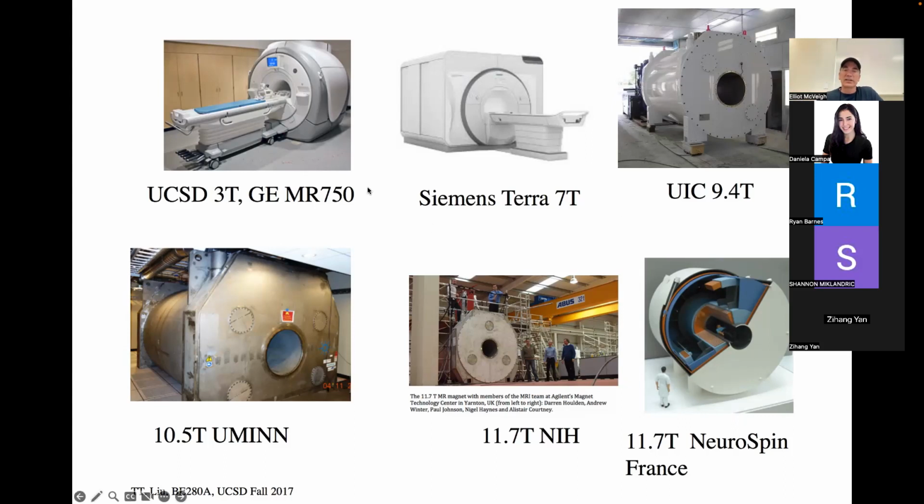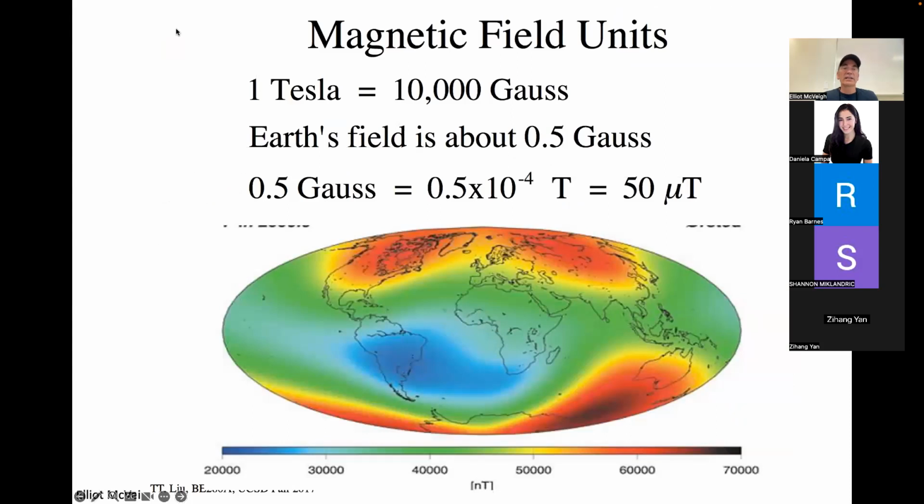Okay, so this is mostly what you'll see in the hospital, either a 3T or a 1.5T scanner. 3T is a large magnetic field. So is 1.5 for that matter.